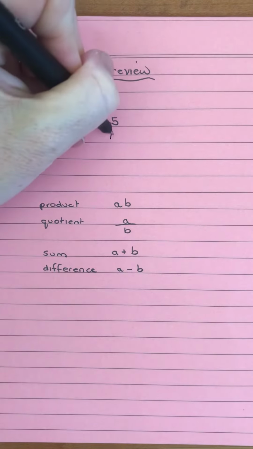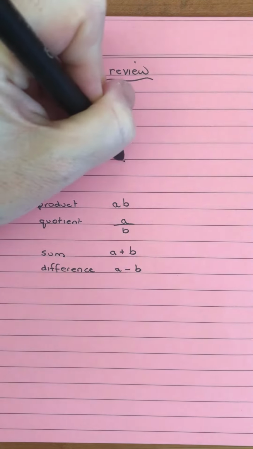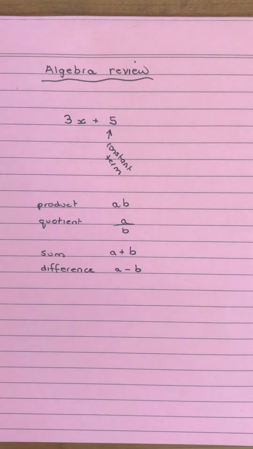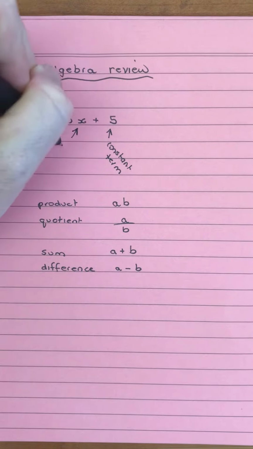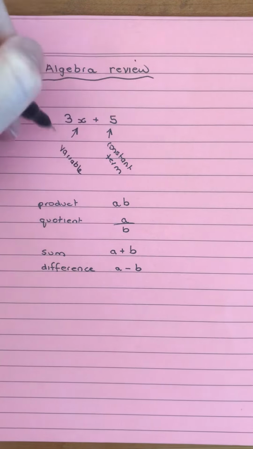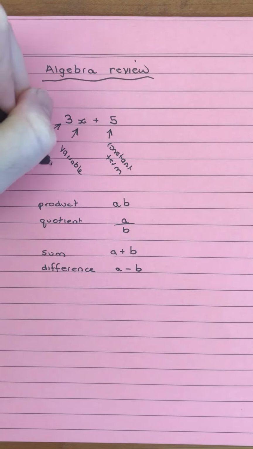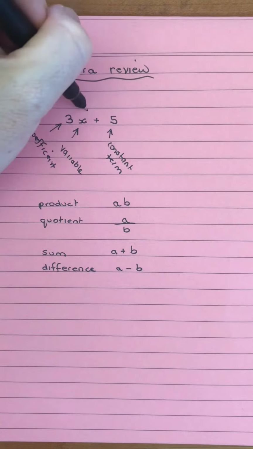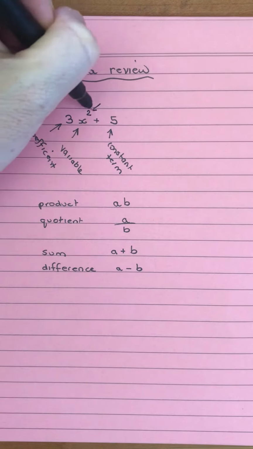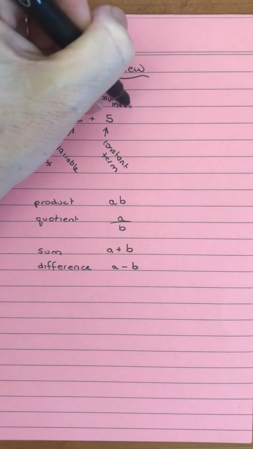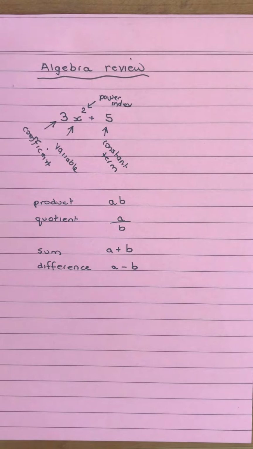We call the 5 the constant term because it doesn't have a variable with it, or a pronumeral, or a letter. We call x the variable and we call the 3 the coefficient. If we had a power on there, if we had a squared, we would call that the power or the index.